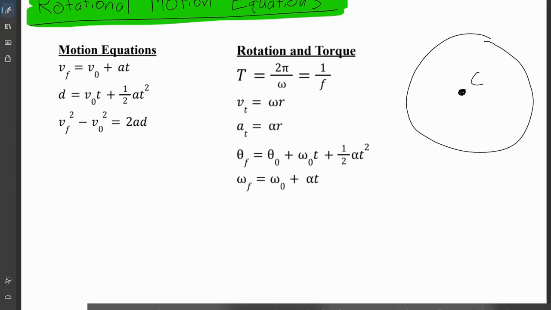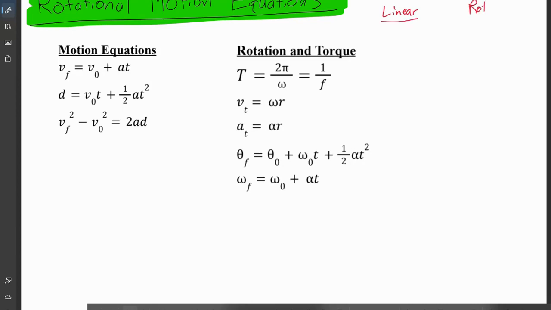Okay, what we have to look at now is how to translate things between linear motion and rotational motion. There's a really nice one-to-one translation here. So I'll make our little key over here between linear motion and rotational motion.